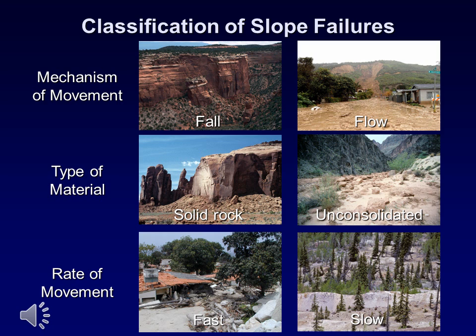So again, the three main things that we use to classify slope failures: the mechanism of movement, it's either a fall or a flow; the type of material, it's either solid or unconsolidated; and then the rate of movement is either fast or slow.